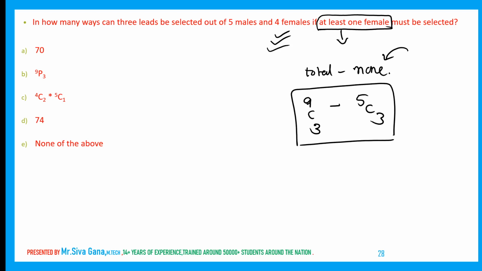If it was there in the options, no. What I have to do? 9 into 8 into 7 divided by 6, minus 5C3 is 10. 84 minus 10 is 74, which was there.